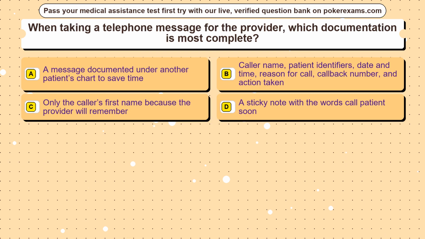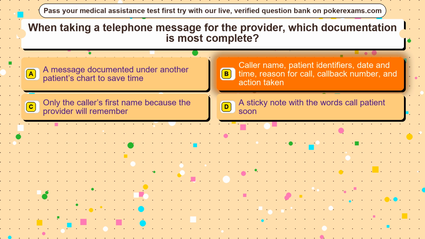Question 24. When taking a telephone message for the provider, which documentation is most complete? Option A. A message documented under another patient's chart to save time. Option B. Caller name, patient identifiers, date and time, reason for call, callback number, and action taken. Option C. Only the caller's first name because the provider will remember. Option D. A sticky note with the words "call patient soon."